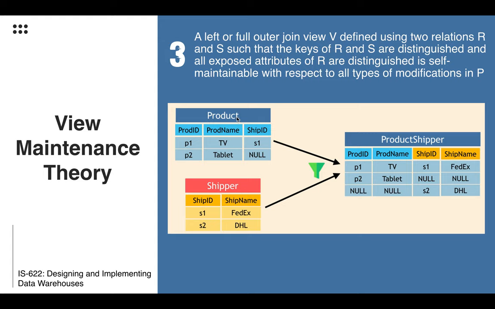Let's go step by step, right? So let's say the view is created by using either full join or left join. First thing, the keys of both relations R and S are distinguished. That means, what is the key here? Product ID. What is the key here? Shipper ID. Are they included here? Yes. You remember, when is something called distinguished?